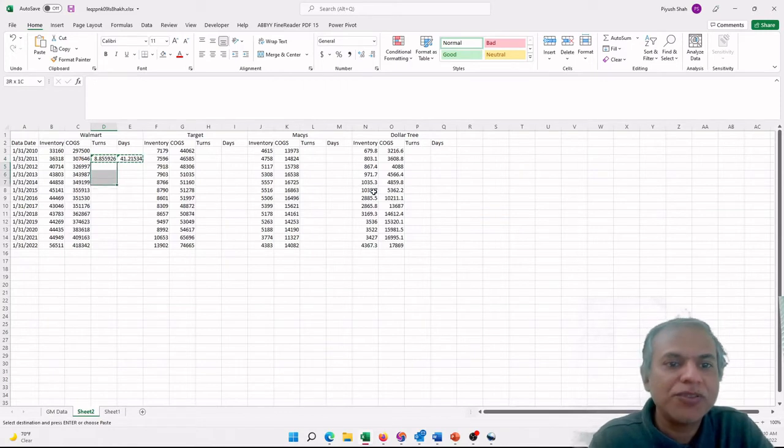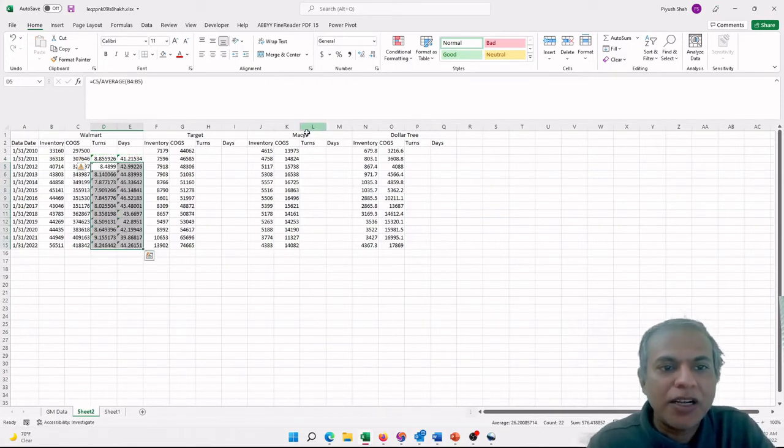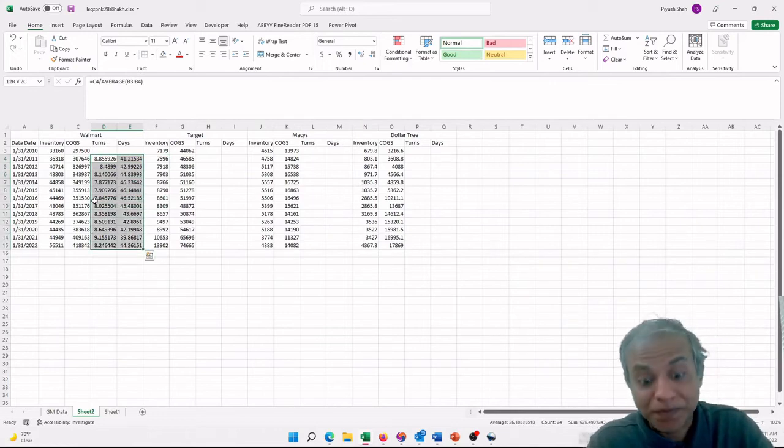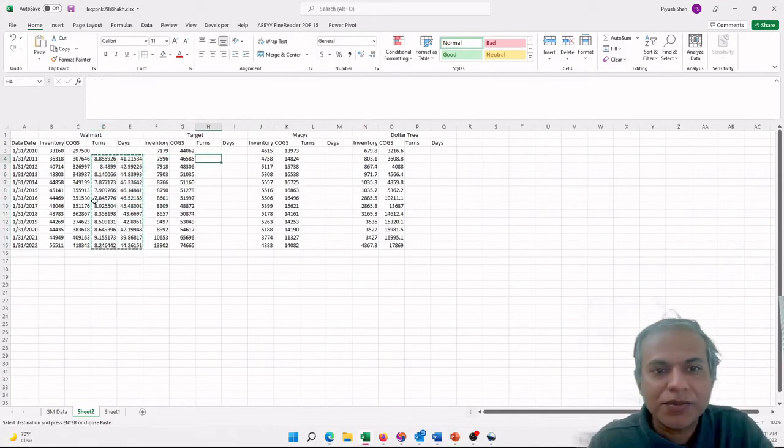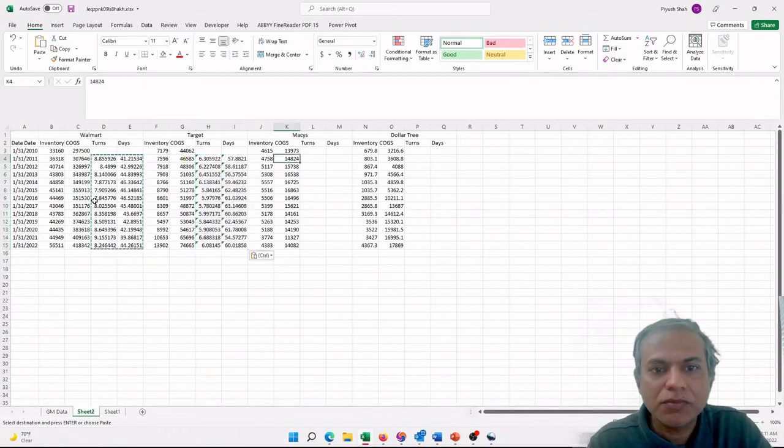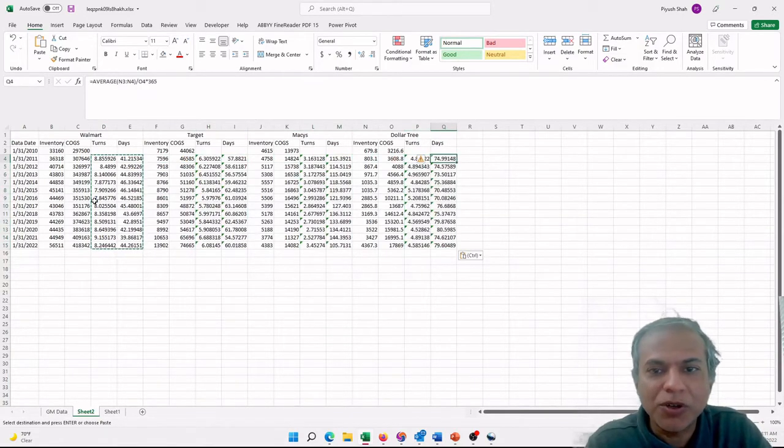I copy this formula and paste it here. I don't like this error sign, so I'm going to select this error sign and say ignore error. And it did not ignore error for the first entry. And then I'm going to copy these numbers for the other retailers. Gives me error again, but I'm going to ignore that.